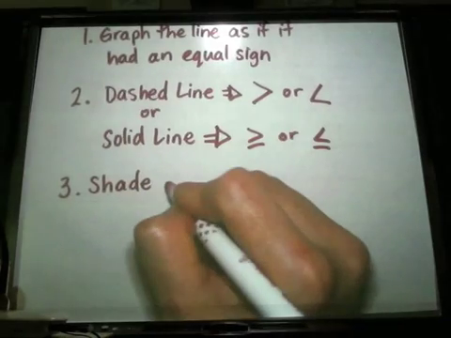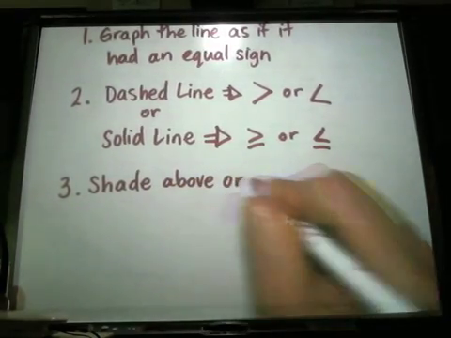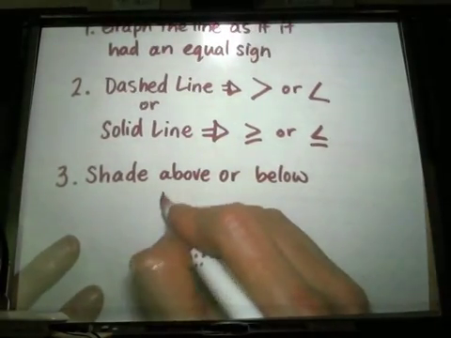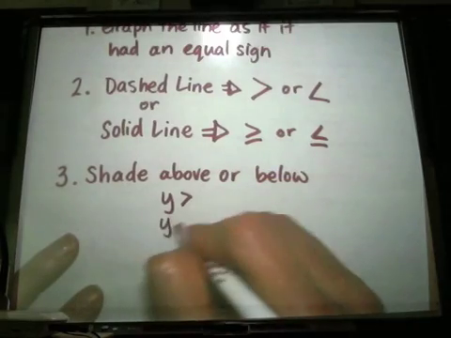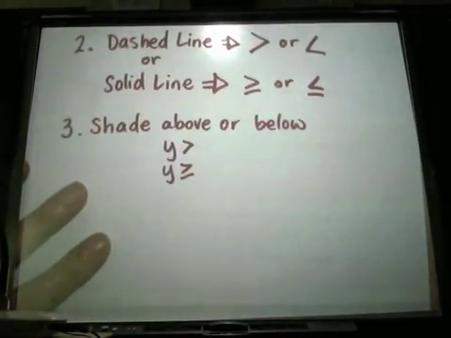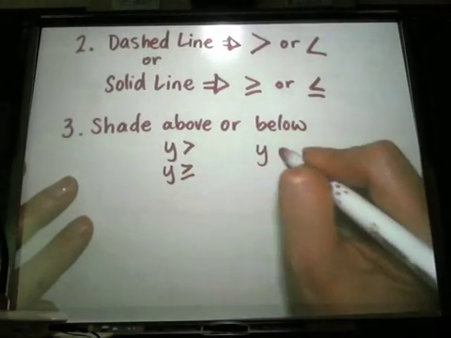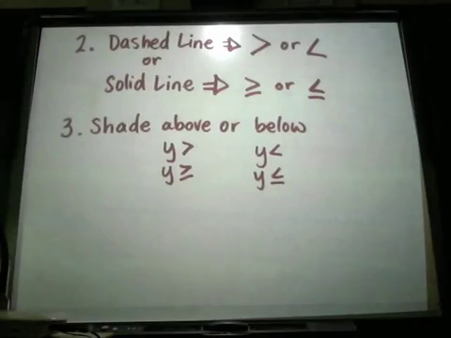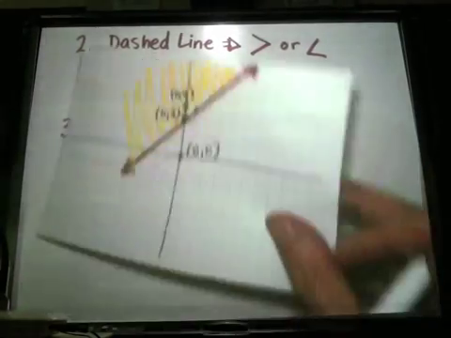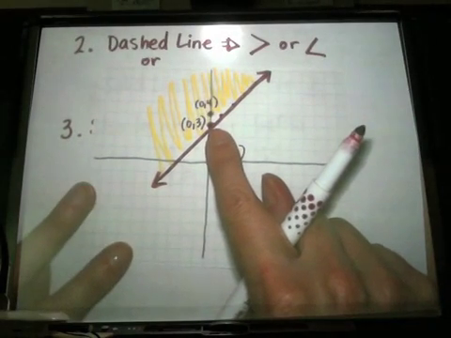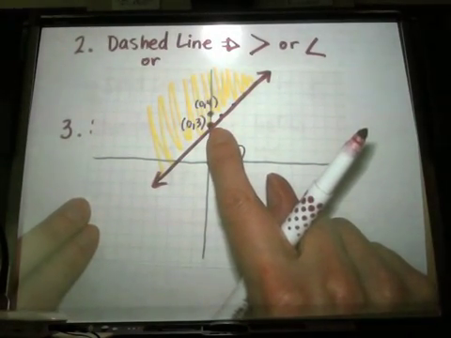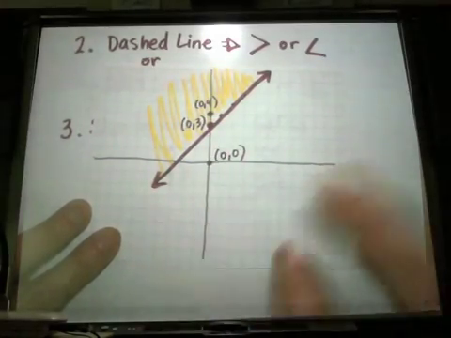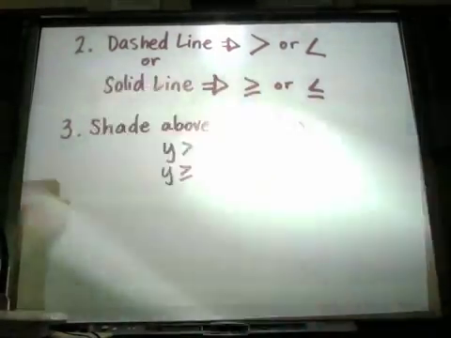shade above or below. Now, above would be for a y is greater than, or a y is greater than or equal to. You would shade below if it says y is less than, or less than or equal to. Because again, I'll uncover this in just a second. If we look at where the line crosses, we're going to say from this point, if it was less than, where are the y values less? Below, right? So that means down here. Okay, so we're looking at it in comparison to the y-axis.